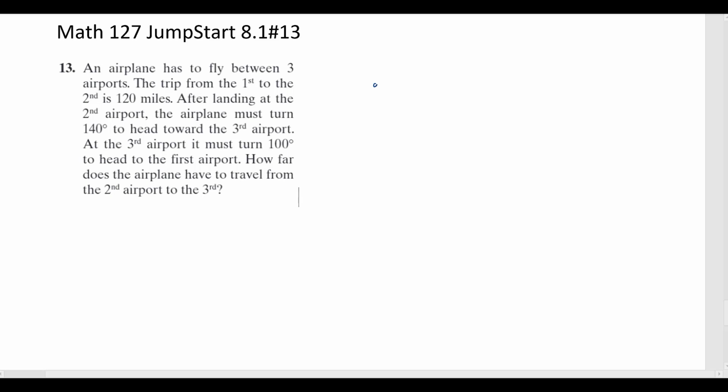So I'm just going to make it simpler, A for the first airport. So it goes first to the second. We'll call that B. And that's 120 miles. Now, if I extend this down a little bit, that's the direction the plane's facing, and it's turning 140 degrees. So 140 degrees, and it flies to airport C.